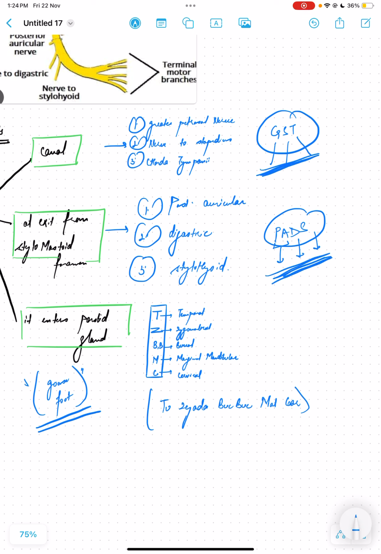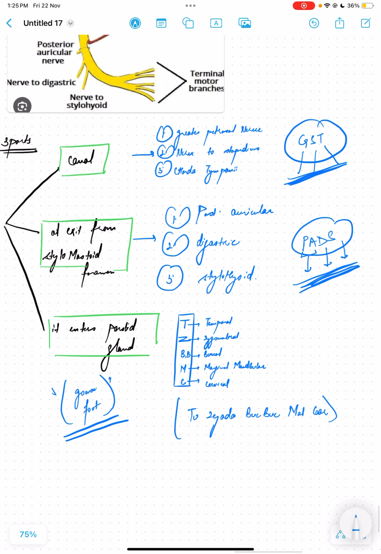First one you have to remember from the canal is GST: G is the greater petrosal nerve, S is the nerve to the stapedius muscle, and T is the chorda tympani. And second, when it exits from the stylomastoid foramen, learn with the mnemonic PADS: PA is the posterior auricular nerve, D is the digastric, and S is the stylohyoid. And when it enters the parotid gland, there is a mnemonic "tu zyada bak mat kar": T is the temporal, Z is zygomatic, B is buccal, M is marginal mandibular, and C is cervical.